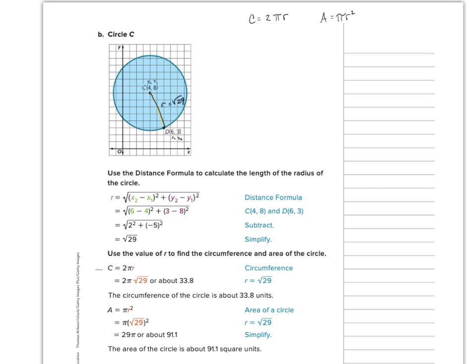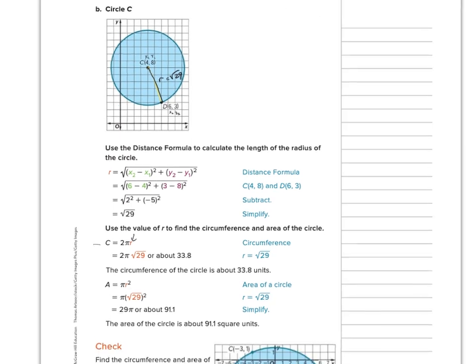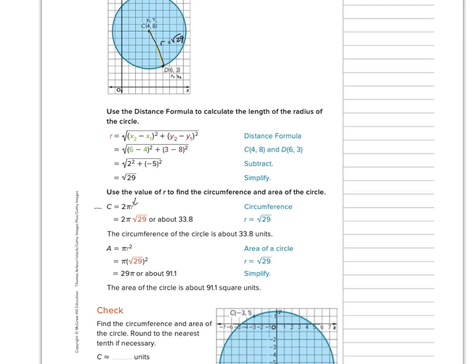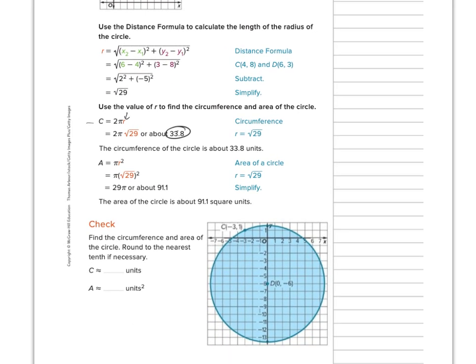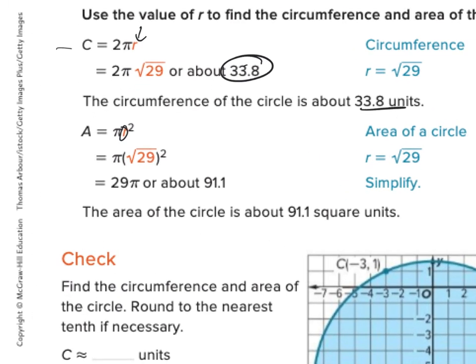Okay. And then they turned around and plugged it in. So you have 2 times pi times the square root of 29, and using the calculator, that comes to about 33.8. 33.8 units. Again, that is just length. So we are talking 1 unit. And then once they found the circumference, they could turn around and use the radius to find the area.